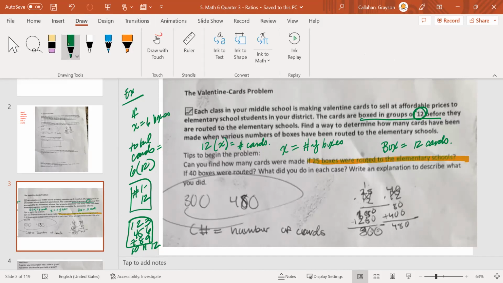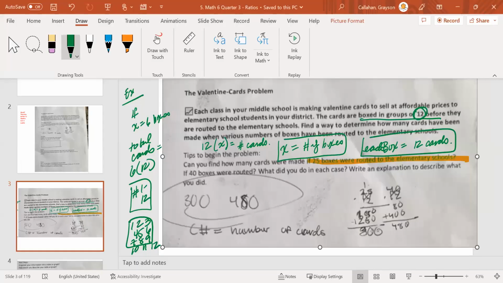So first thing you want to do, you want to say X equals a number of boxes. Each box equals 12 cards. Those 2 things are the most important right now. I want you to write those down. Write it down. If you don't want to write it down, we could stop right here. So I'll pause this until you're ready to move.